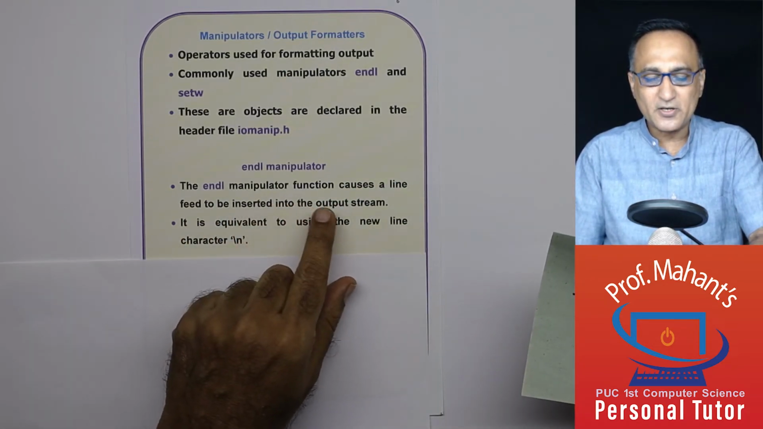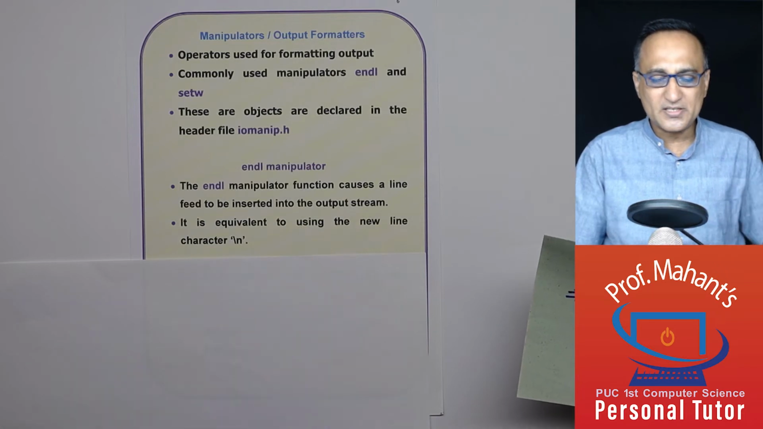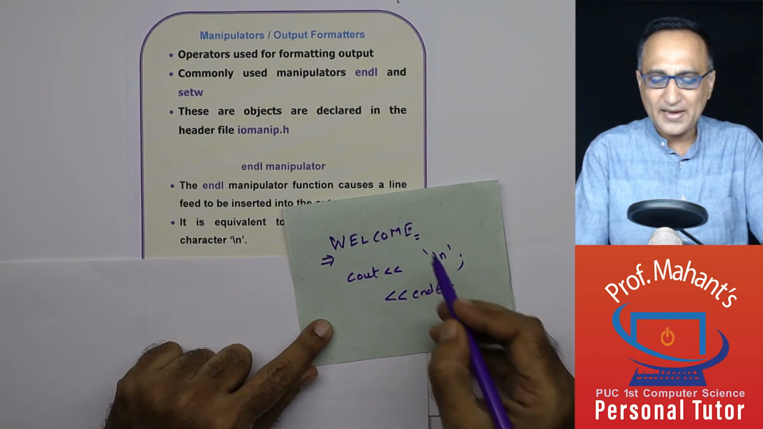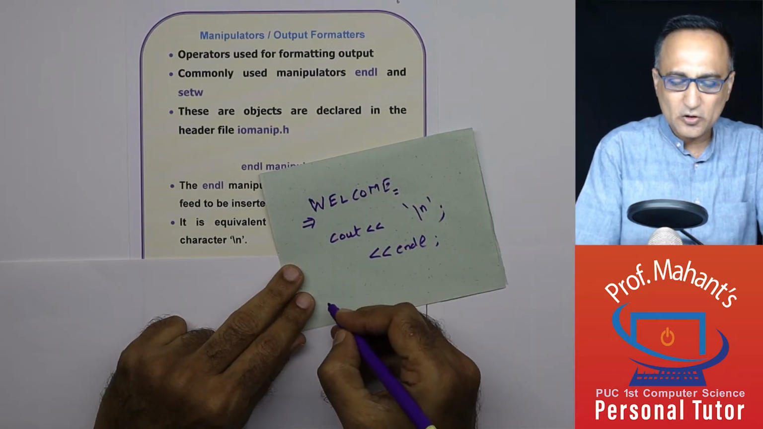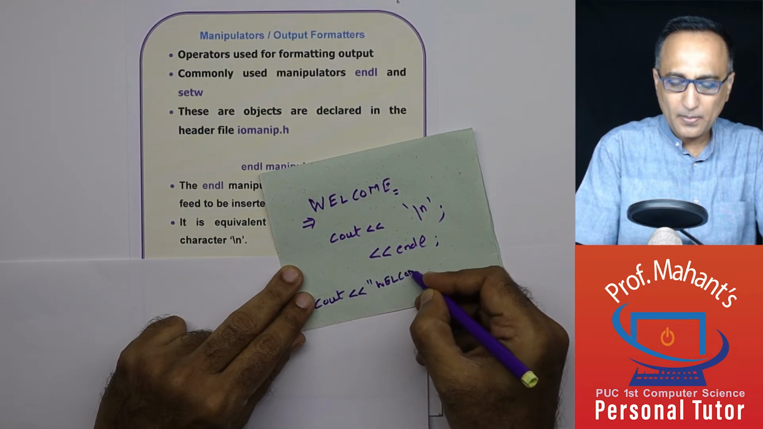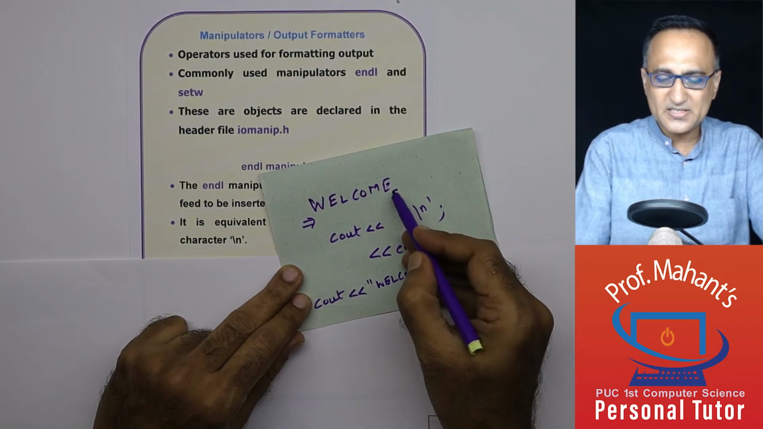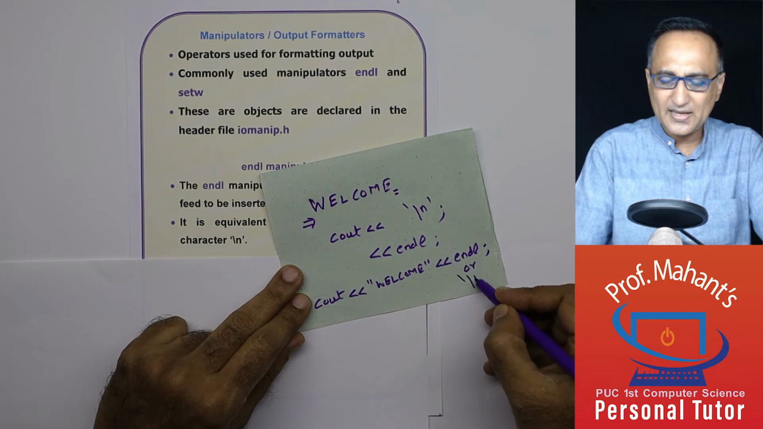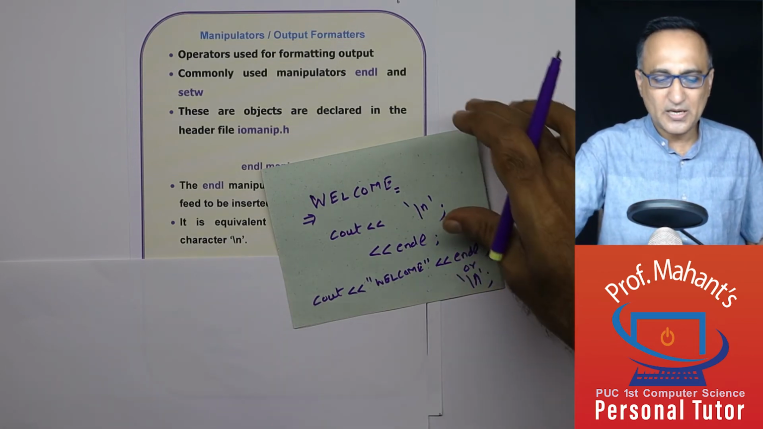The endl manipulator causes the cursor to move on to the next line in the output stream. It is as good as using the new line character slash n. So after welcome, I can write this so that the cursor goes on the next line, or a more clear way, I can say cout welcome and then endl. So it prints welcome and then it takes the cursor to the next line. Instead of using endl, if I don't like using it, I can use slash n, but preferably use endl because it is easier to understand what is happening in your program.